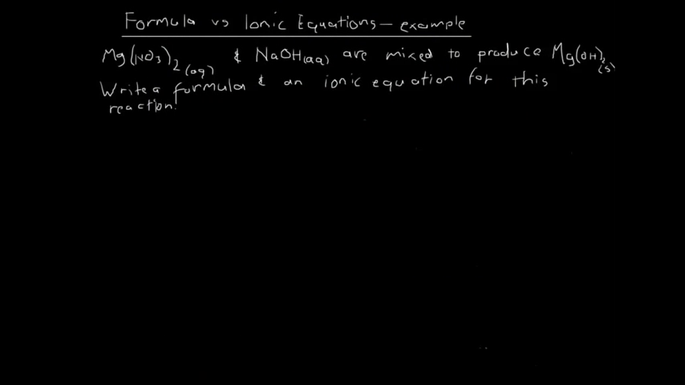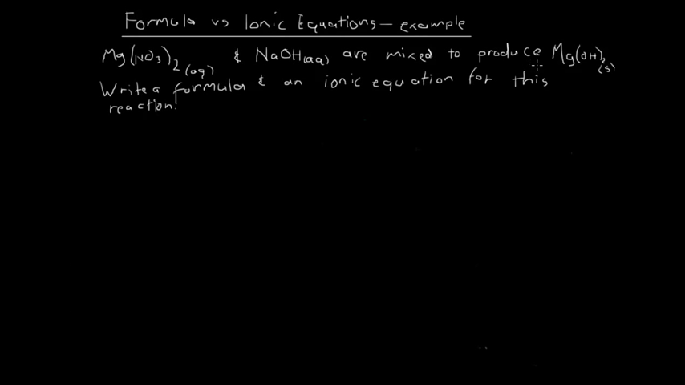Alright, so what we're going to do now is a bit of an example of how to do formula and ionic equations in conjunction with one another. Say we're told that magnesium nitrate solution and sodium hydroxide solution are mixed together to produce a solid compound of magnesium hydroxide, and we're asked to write a formula and an ionic equation for this reaction.